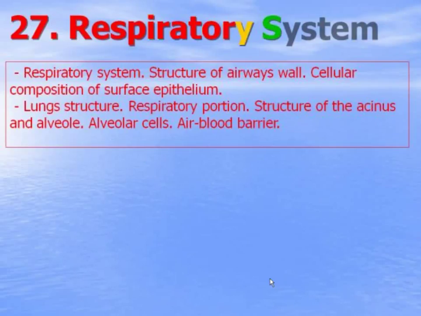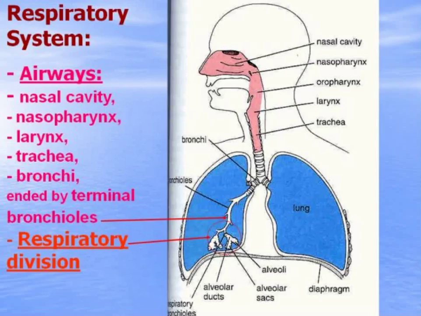Respiratory system. Main questions. A respiratory system consists of two parts: airways and respiratory division.